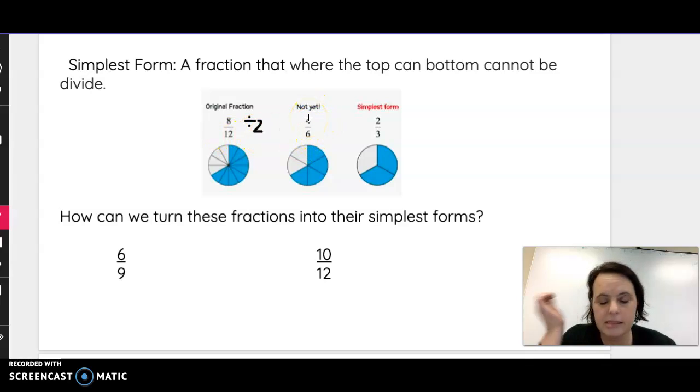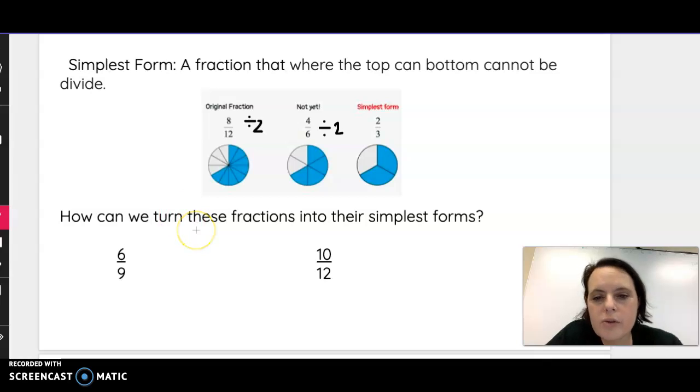Now 4/6 is a simpler fraction, but they're still two even numbers. So again, I'm going to divide by 2. So 4 divided by 2 is 2, and 6 divided by 2 is 3. And so there I have my simplest form.